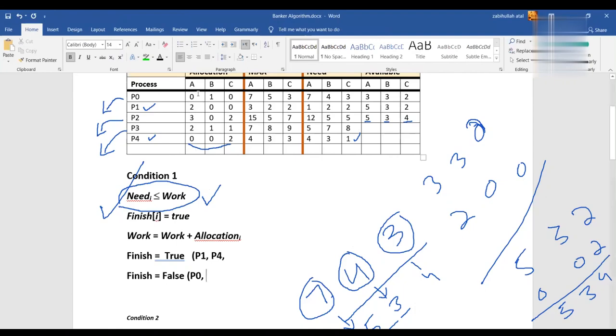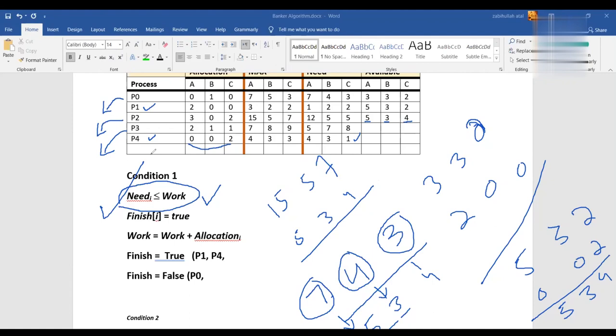Deadlock. See P2. P2 is demanding how much resources? P2 is a very heavy process, demanding 15, 5, and 7. The system has how much? 5, 3, and 4. No, it does not qualify this condition. Now it is qualifying the deadlock condition. The deadlock condition is the opposite of this: when the need is greater, or you can say the work is less than the needed resources.